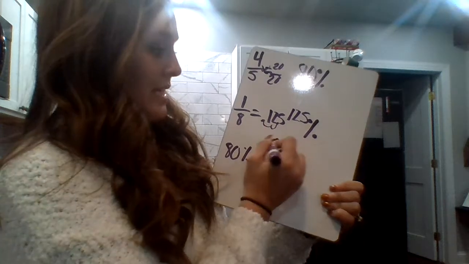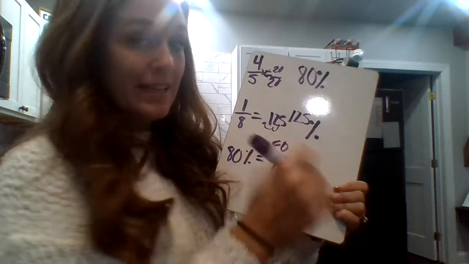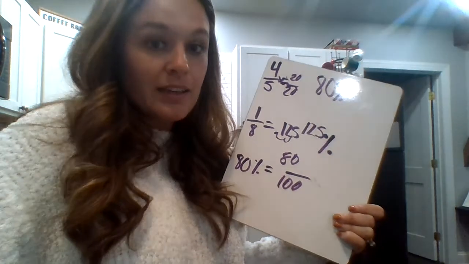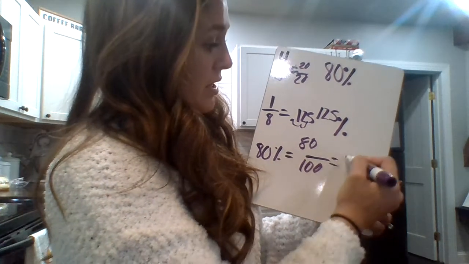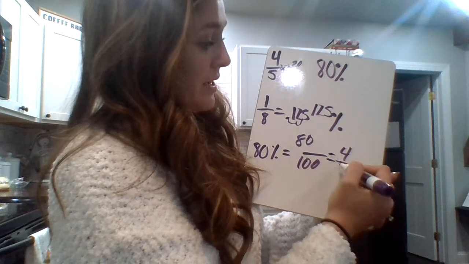And then I have one more right here, 80%. So that would be the same as 80 over 100, right? And now we have to reduce it. What goes into 80 and into 100? 20. So if we divide 80 by 20, it is 4. And 100 by 20, it is 5.